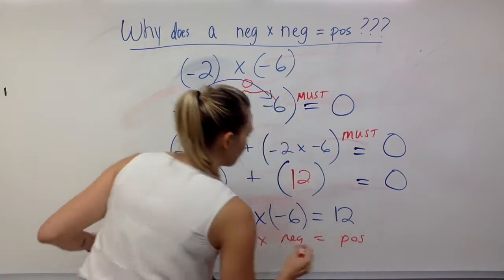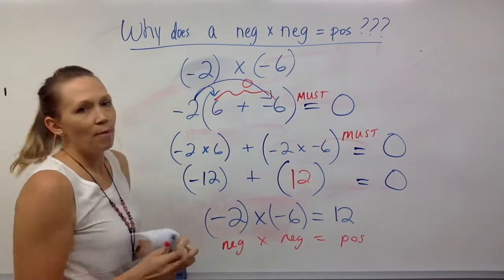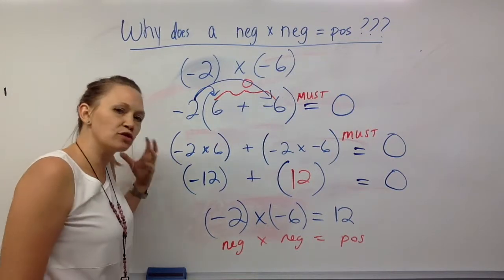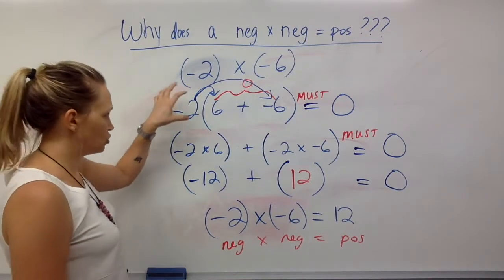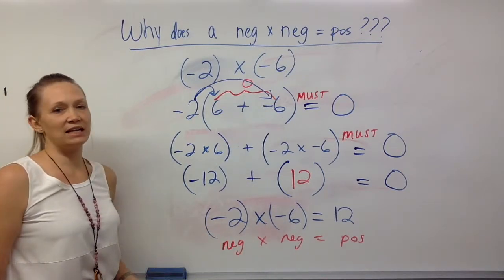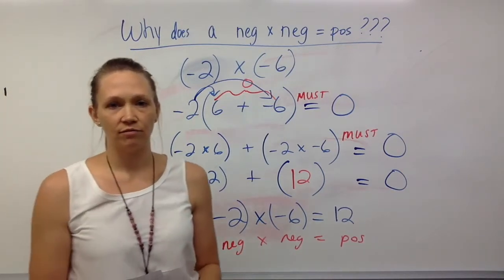So I've proved to you, I hope, that a negative times a negative must be a positive. Okay? So I can't go about changing the rules of math for different circumstances. I must use all the rules of math that have been established. So using the distributive property, I can see why multiplying a negative times a negative is a positive.